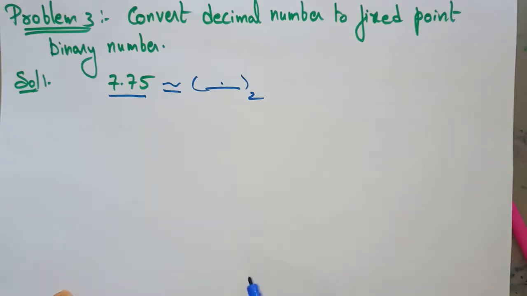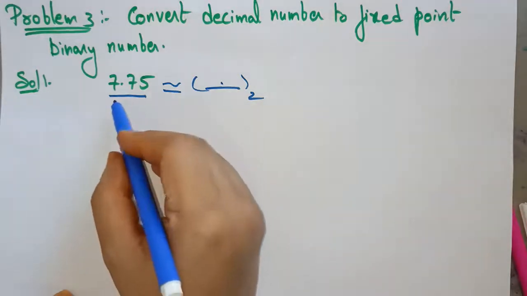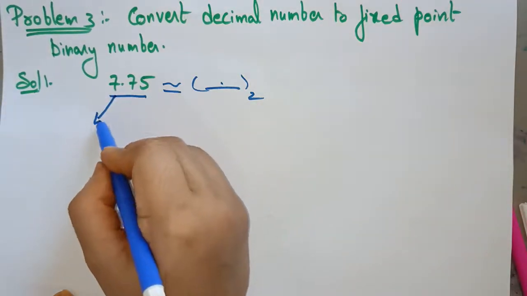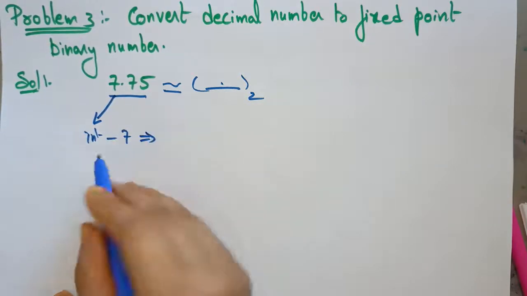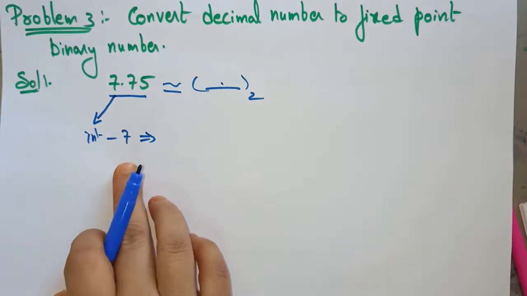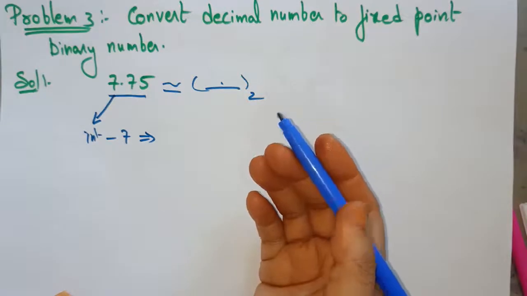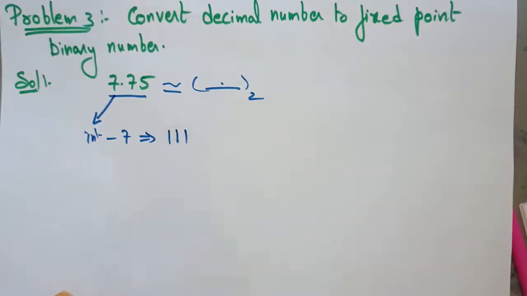So now let's convert it. How are you going to convert it? It's a simple thing. What I said, take the integer part first and calculate. So the integer part is 7. So convert the 7 into binary format. We already know 7 is nothing but 111.